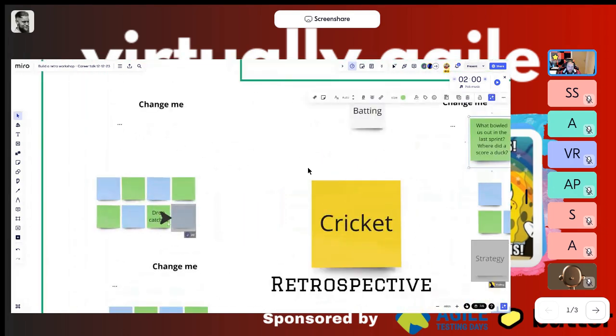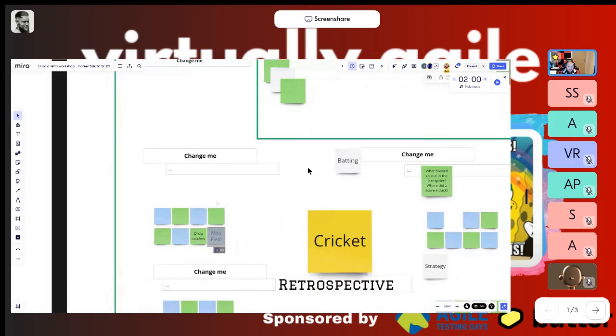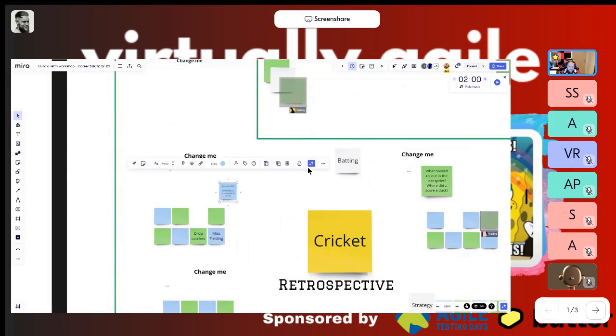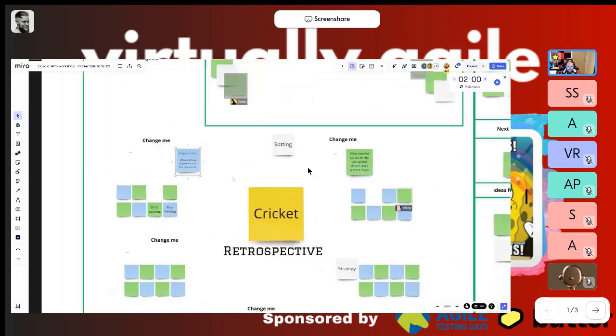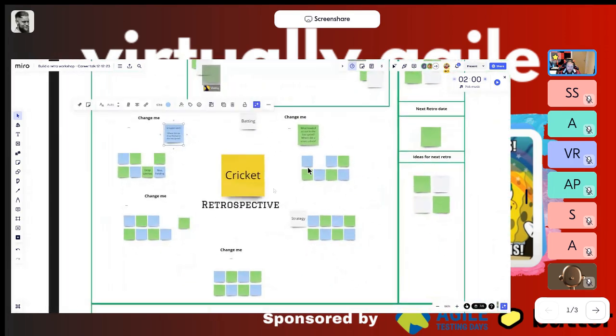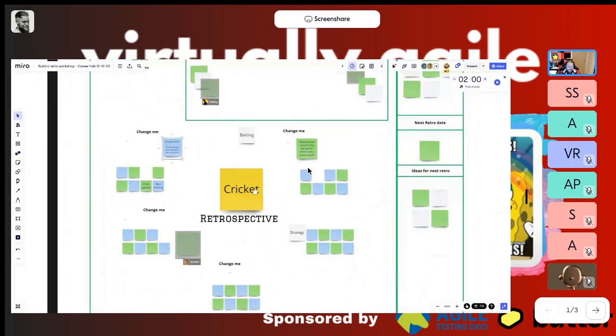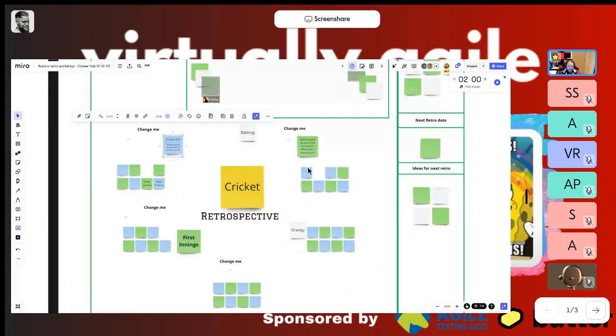We've got a dropped catch. So where did we drop the ball, maybe? You could turn that into a prompt. Where did we drop the ball in the last sprint? So where do we not achieve what we were hoping to achieve? Strategy. And what cricket strategy can we use? What's the scoring system? You got like 1, 2, 4, 6. So 6 is great. Where did we score a 6 in the last sprint?